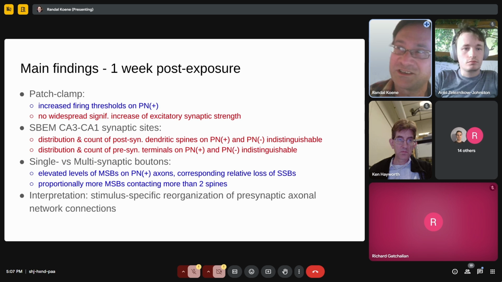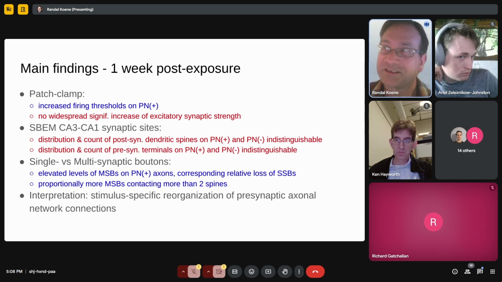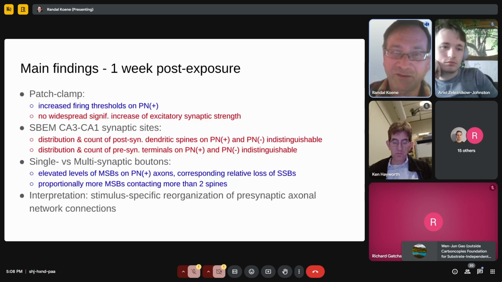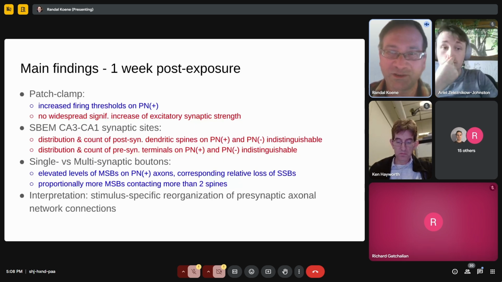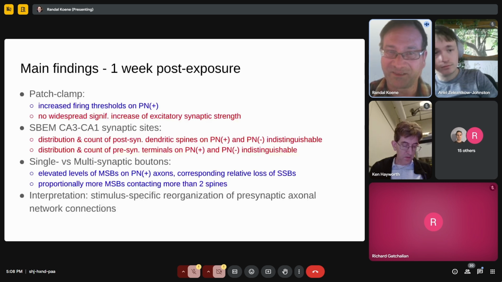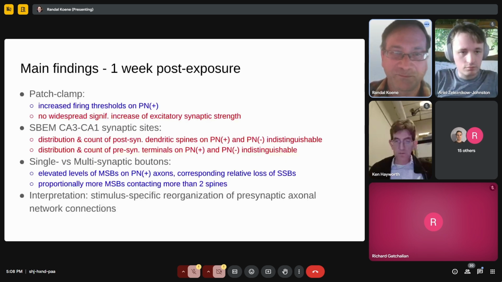Well, it says main findings here, but actually the next slide also has main findings on it. It was just too much to put on one slide. These are the main findings one week after exposure, basically. They found evidence by patch clamp of increased firing thresholds on what they're calling PN+, that's pyramidal neurons that were activated during the training, and therefore were labeled. We'll get into the labeling in a bit, but no widespread significant increase of excitatory synaptic strength.